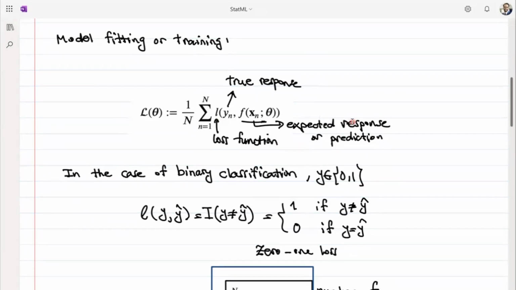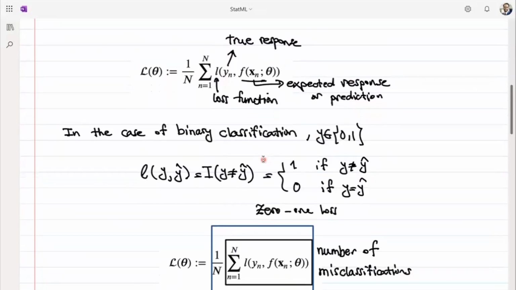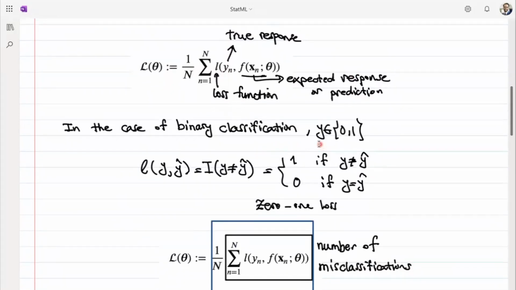Let's start with looking at some examples of loss functions. So in the case of binary classification, where y is either 0 or 1, there are two possible scenarios. One choice of loss function is the indicator function.